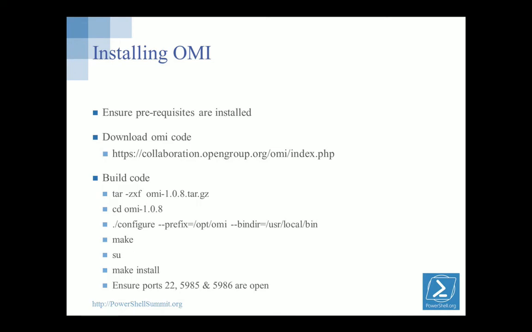Installing it, make sure the prereqs are installed. That's all in the documentation. You can download it, and there's a nice document that comes with it that walks you through doing everything. As usual with anything on Linux, it's all do it yourself. So you download it and you compile it and you make sure that 5985 and 5986 are open. Why do we need those open? Remoting. So that you can get WSMan through it.